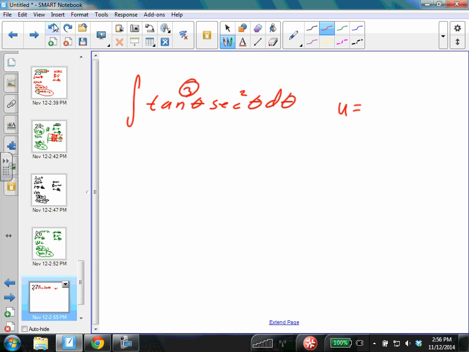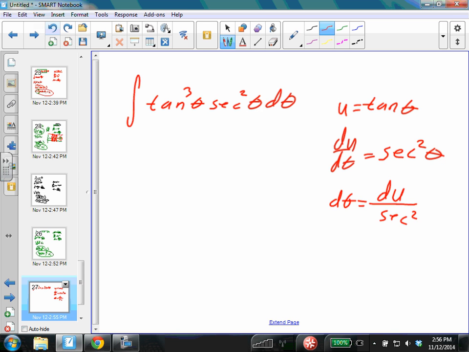I'm going to back this out. Okay, so u is going to be tangent theta. So du d theta will be equal to secant squared theta. Very good. D theta is going to equal du over secant squared theta. So this tangent is now our u, so this is u to the third power times secant squared theta times du over secant squared theta. Our secant squareds cancel, and we get u to the third du.